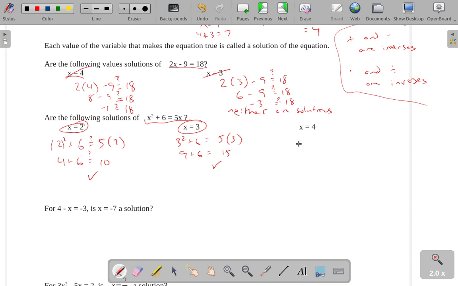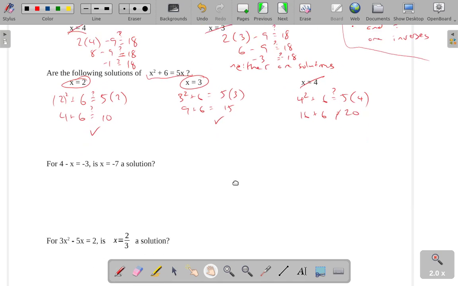But you could try something. I'll just try one additional number here. 4 squared plus 6 equals 5 times 4. Maybe there's something about this that makes everything a solution. Who knows? 16 plus 6 equals 20. That one's not a true statement. So that means that this is not a solution. Turns out this equation does have exactly 2 solutions, 2 and 3, but that's getting beyond this course.